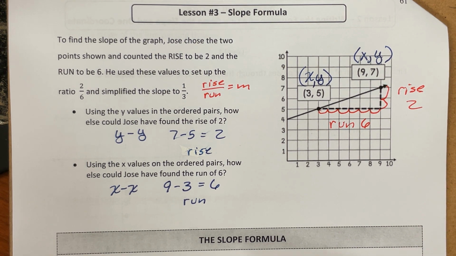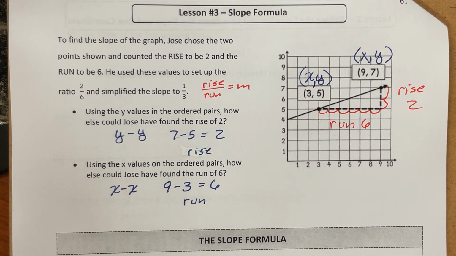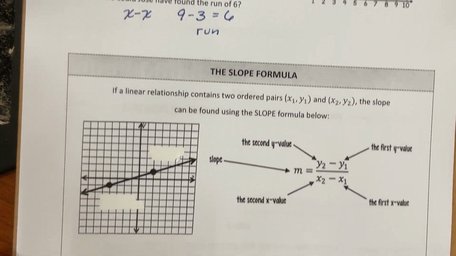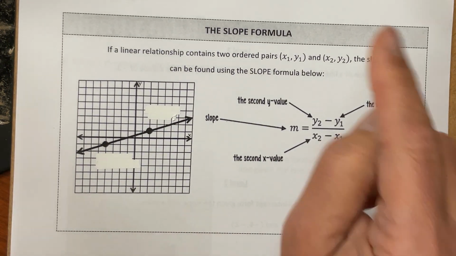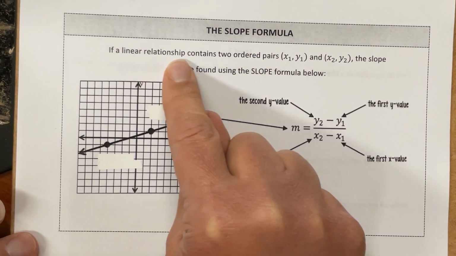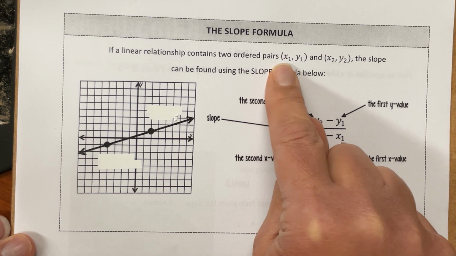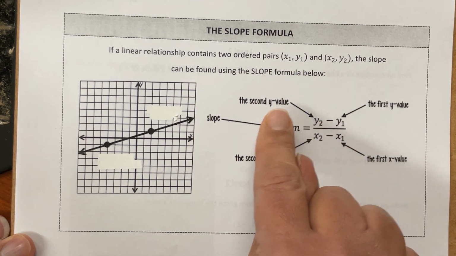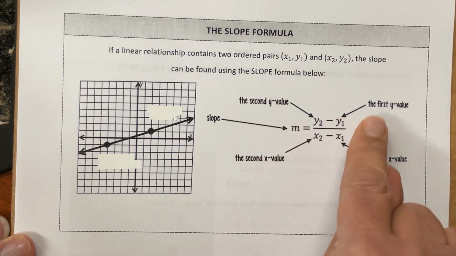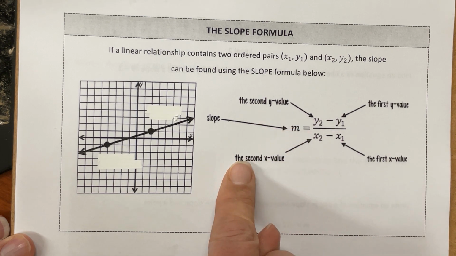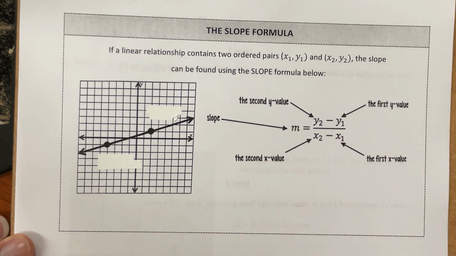All right. On the bottom, what we're going to do is learn a new formula, the slope formula. So let's talk about this. Here we go, the slope formula. In a linear relationship, linear is line, 2 ordered pairs, x1 and y1, the slope can be found using the slope formula below. So the second y value minus the first y value. Slope is m, as always, and the second x value minus the first x value.